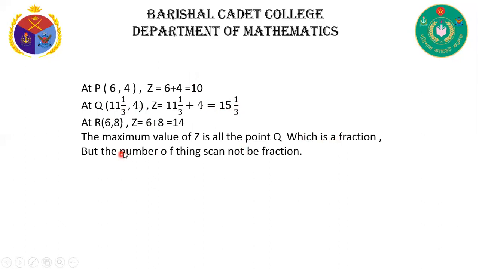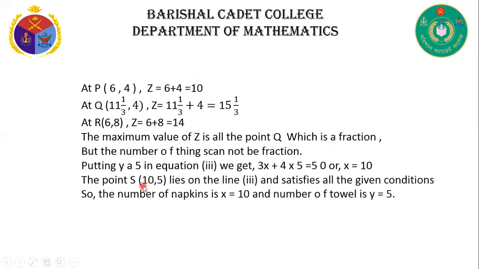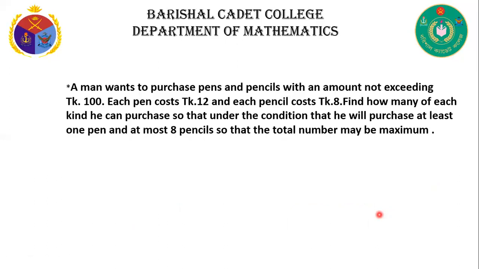And the maximum value of Z is at point Q, here you see the highest number. But the number of items cannot be a fraction. That's why we put y is equal to 5 in equation 3, then we get x is equal to 10. The point S (10, 5) lies on line 3 and satisfies all the given conditions. So the number of napkins X is equal to 10 and the number of towels Y is equal to 5. This is our required answer.